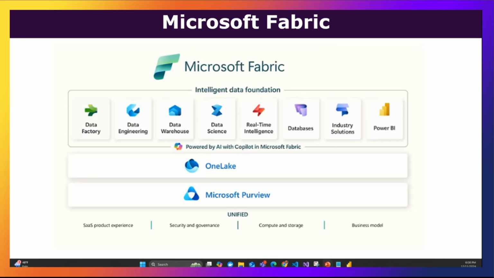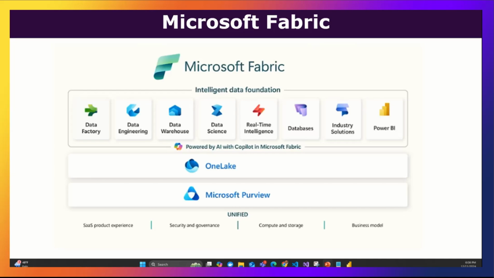Okay, so Fabric comes with several components, right? Think of Fabric almost as an Office for data, just like Office 365 has Word for document authoring, PowerPoint for presentations, Excel for spreadsheets, etc. You can name it anything you want, right? In Fabric, you have 7 different core workloads: data factory, data engineering, data warehouse, data science, and real-time intelligence.